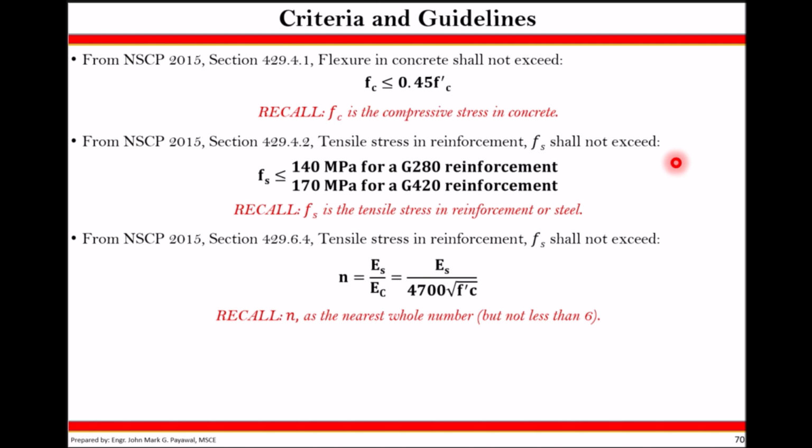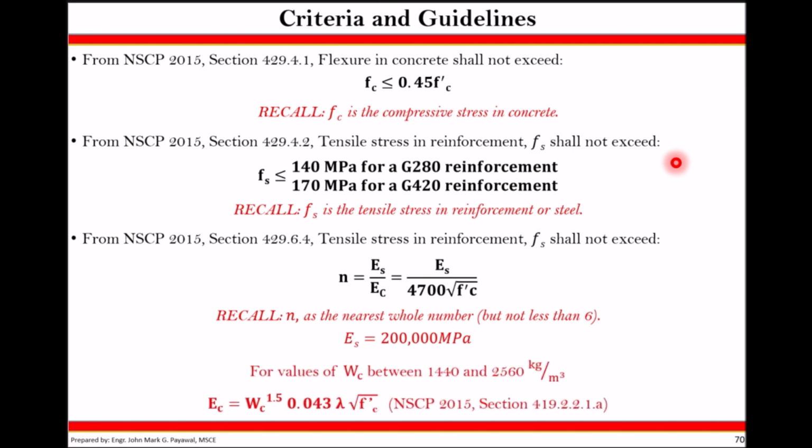But first, let's review that n should be rounded to the nearest full number, but should not be less than 6.0. Es, again, 200,000 megapascals. And for other values of Ec, it could also be computed as wc raised to 1.5 multiplied by 0.043 times lambda, the square root of f'c, taken from section 419.2.2.1.a, in case it is having a wc between 1440 and 2560.